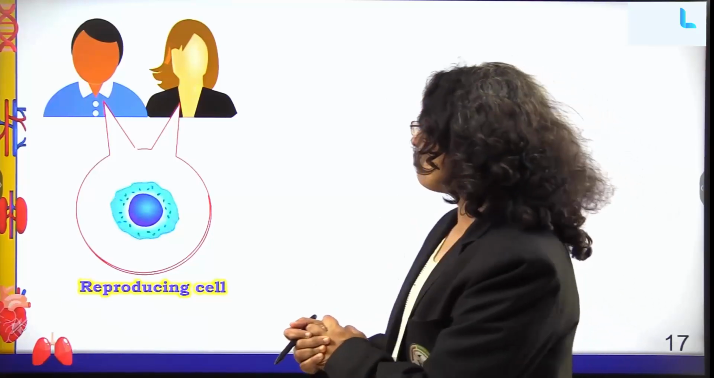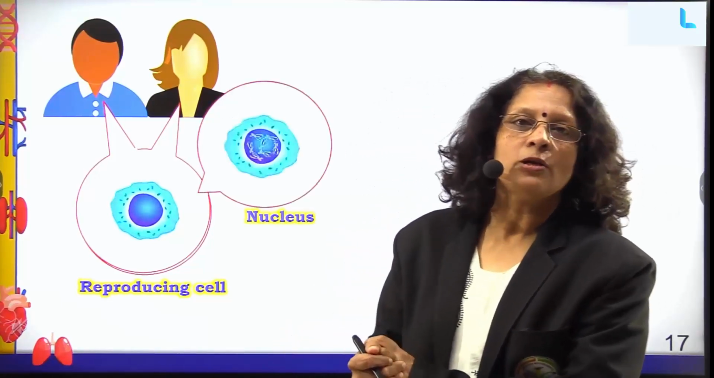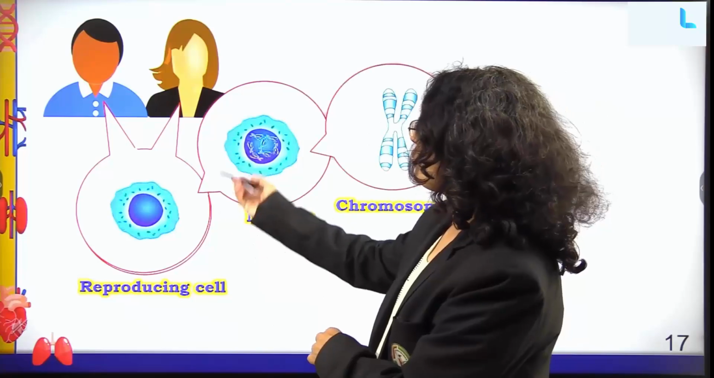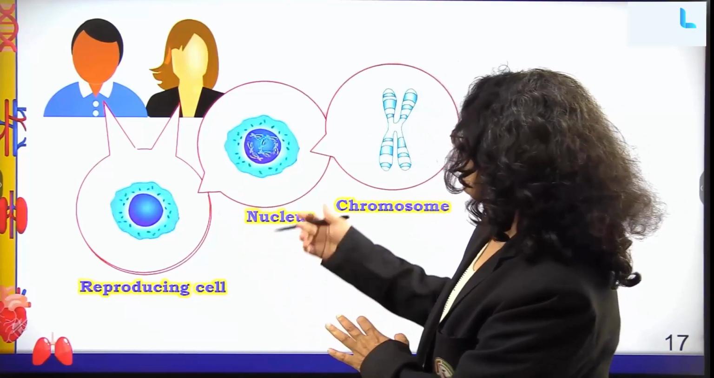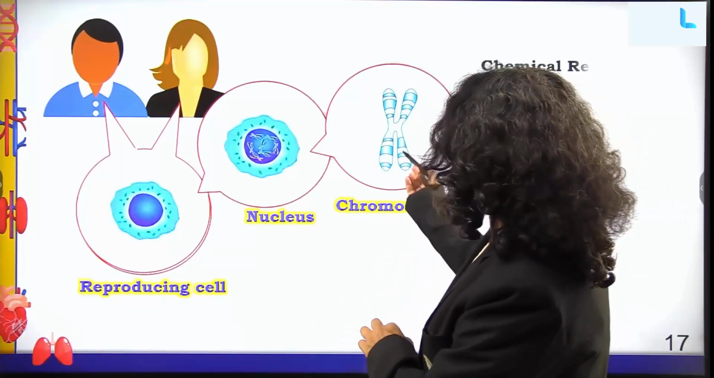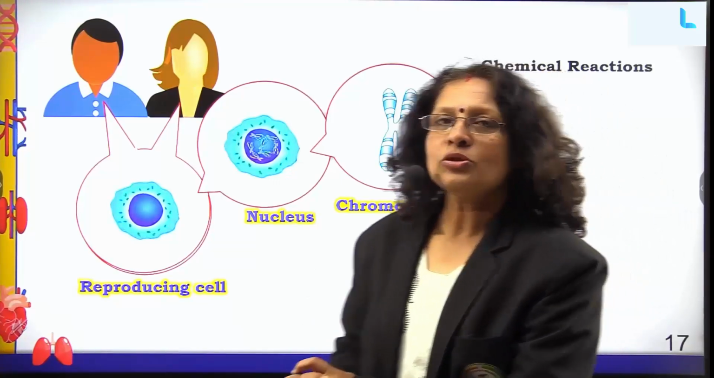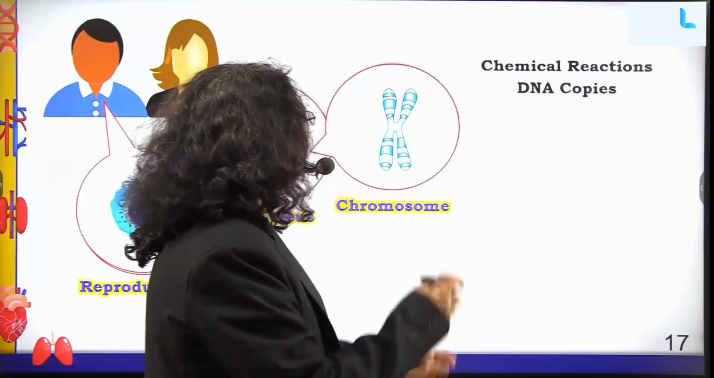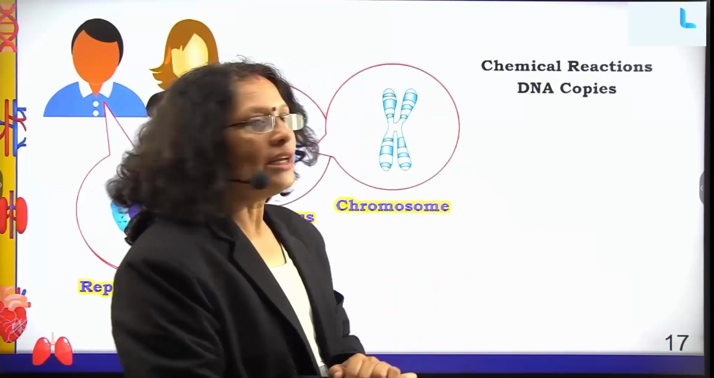So DNA will have chromosomes, and the chromosomes will be carrying genes. Now these are reproducing cells, like a nucleus and chromosomes. You can see here, this is called a chromosome. The chromosome will be carrying gene material. The chemical reaction is called DNA copying.